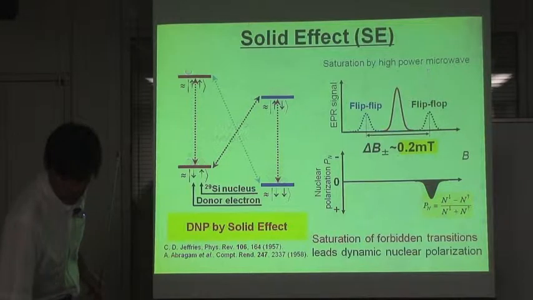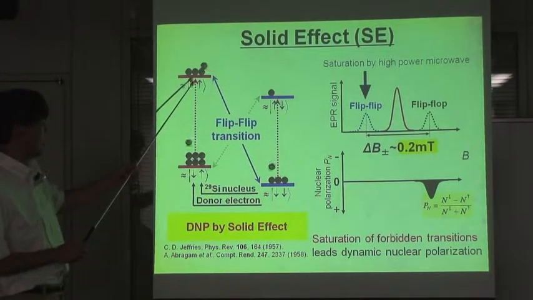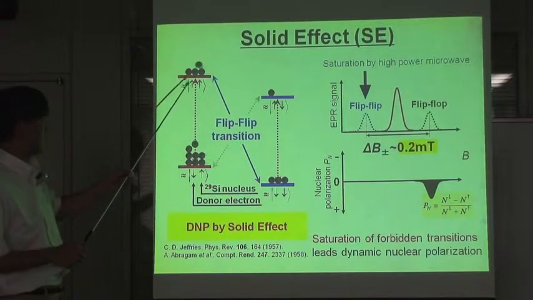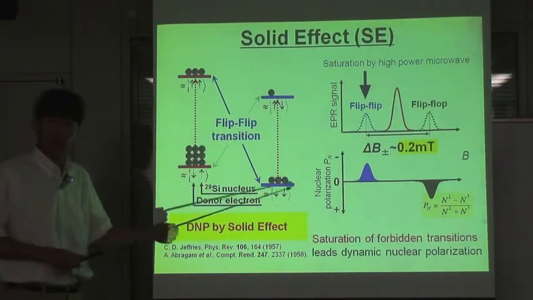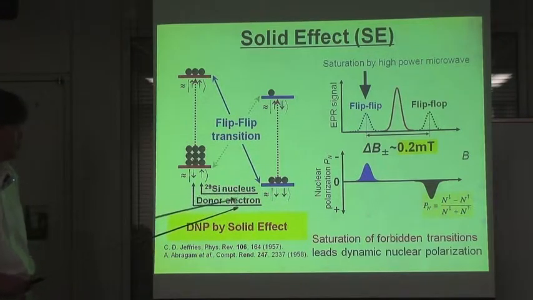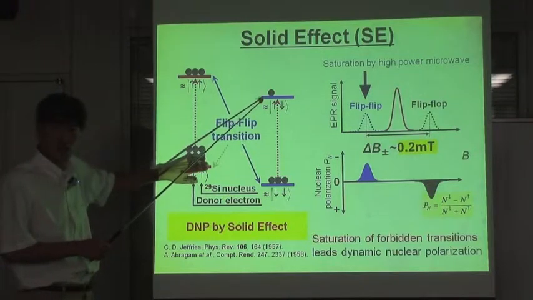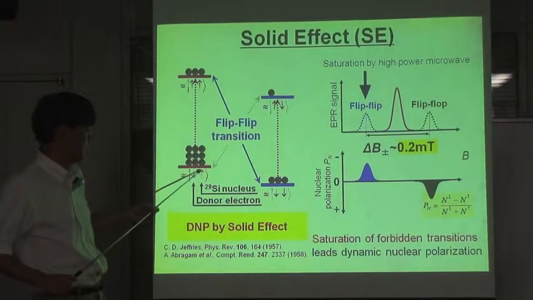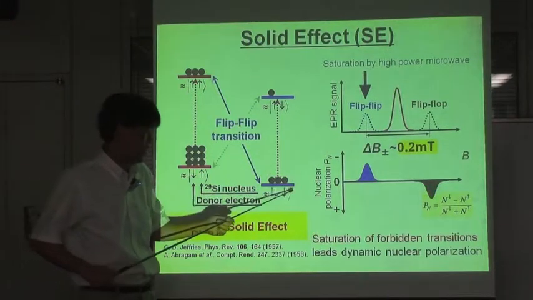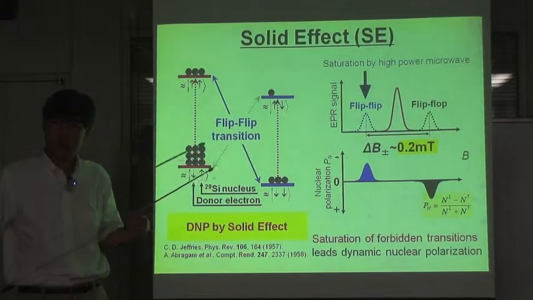We can do the opposite. We can hit flip-flip transitions and send more population to the left than to the right. And by choosing either this transition or this transition, we can orient nuclear spins to either the up state or the down state preferentially.